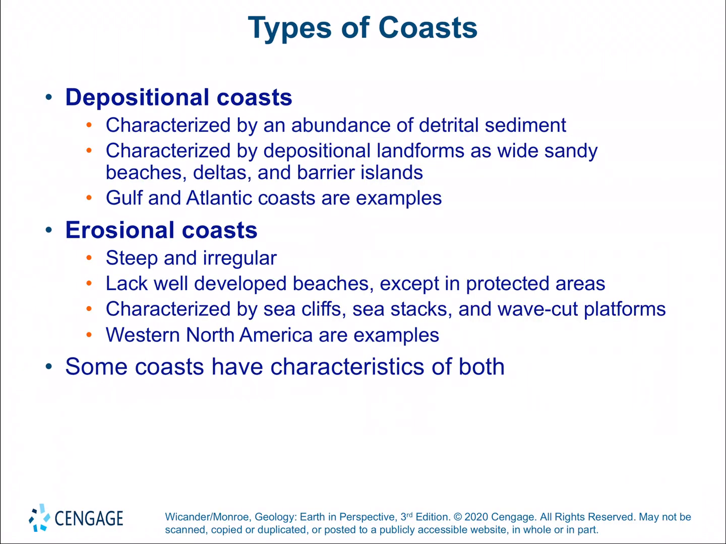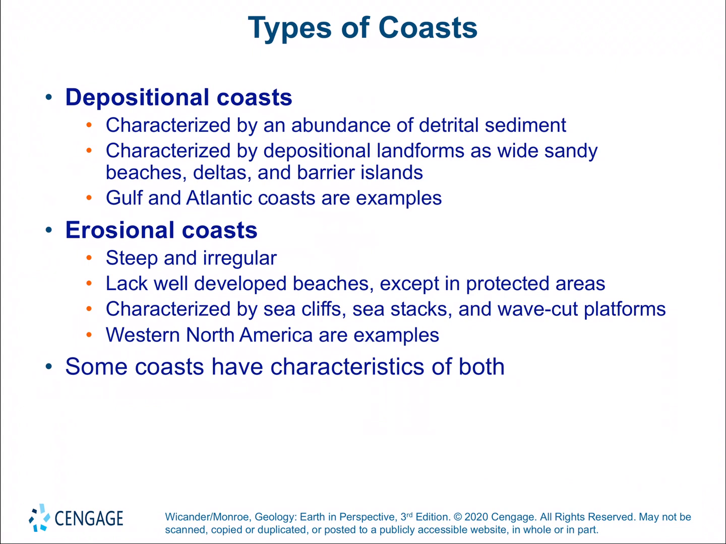Now, we have different types of coast. We have what's known as a depositional coast, and that's going to be a coast that's characterized by abundance of detrital sediment and by depositional landforms, such as wide sandy beaches, deltas, and barrier islands. So the Gulf and your Atlantic coast are depositional coasts. Erosional coasts are steep and irregular.